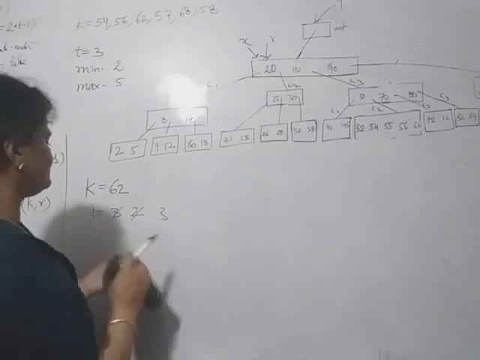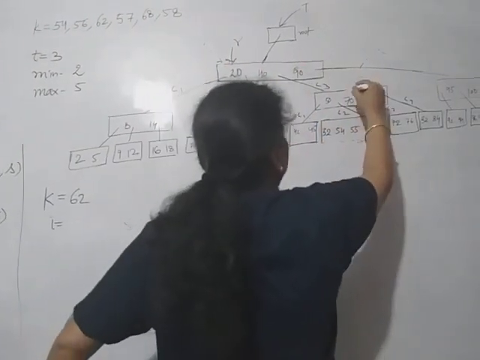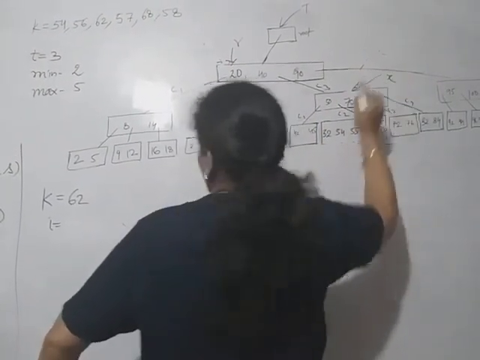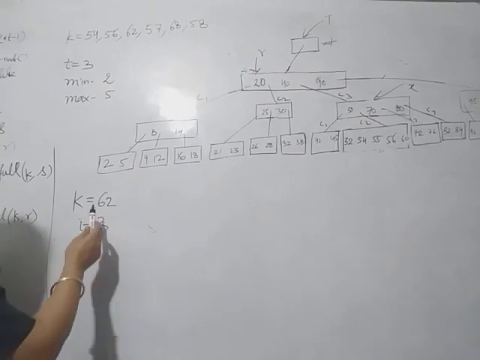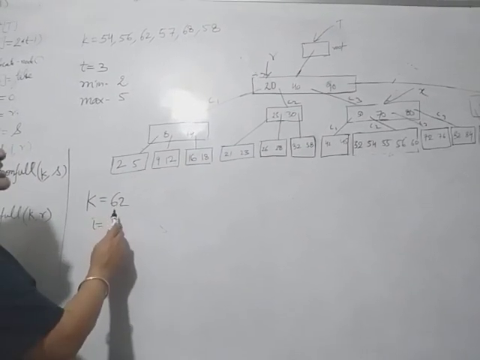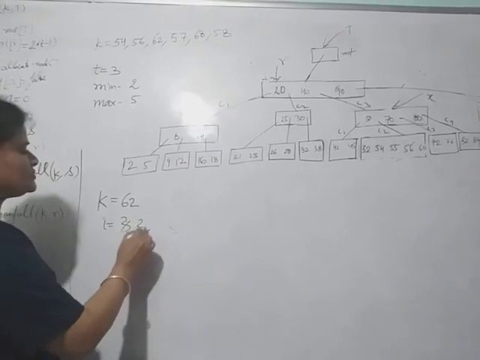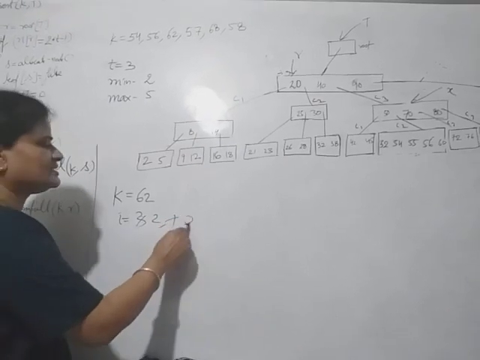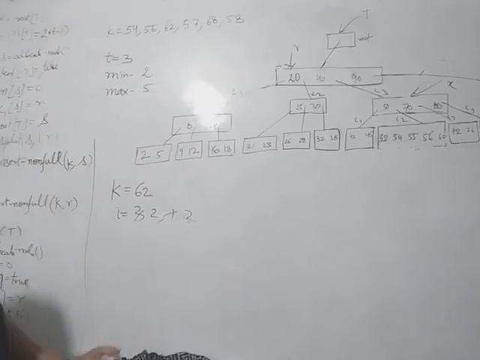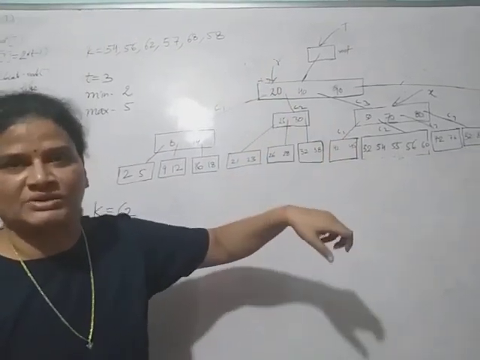So 80. Here now I am at this node. Again I will start from 3. 80 is greater than 62, 70 is greater than 62, 50 is less than. So 3, 2, 1 I. So the appropriate child will be the second child. Now from the hard disk, the second child will be loaded into the primary memory.